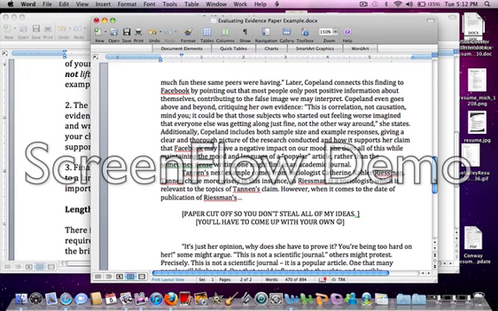Copeland even goes above and beyond, critiquing her own evidence. "This is correlation, not causation, mind you. It could be that those subjects who started out feeling worse imagined that everyone else was getting along just fine, not the other way around," she states. Additionally, Copeland includes both sample size and example responses, giving a clear and thorough picture of the research conducted and how it supports her claim that Facebook may have a negative impact on our mood. She does all of this while maintaining the mood and language of a popular article rather than the sometimes dense writing one might find in an academic journal.